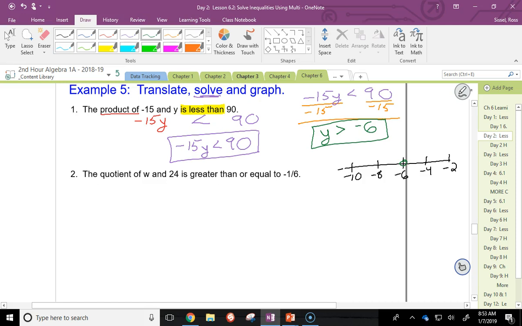Good. It's not the "or equal to." It's just greater than. So it's greater than, we go to the right. These are my 3 answers. We translated it. That's this one. We solved it. We graphed it. You will have to show me all that. That's 3 points that you have.